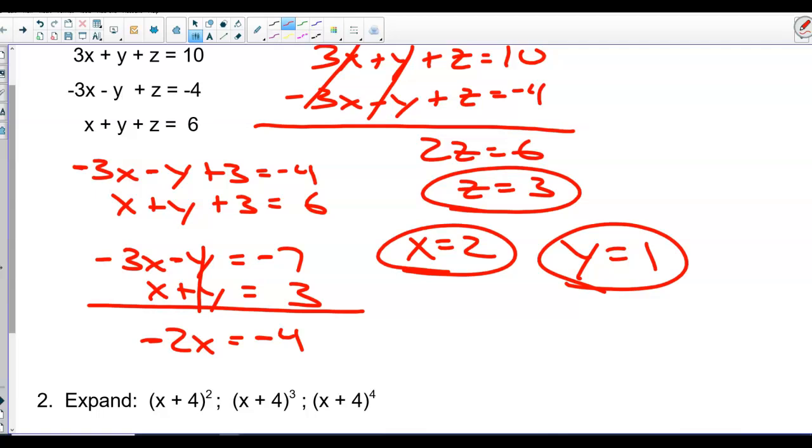Now, we can check it. 3 times 2 is 6, plus 1 plus 3 is 10. Negative 3 times 2 is negative 6, minus 1 is negative 7, plus 3 is negative 4, and then obviously 3 plus 2 plus 1, or 3 plus 1 plus 2 is 6. Okay? This is about making good decisions.